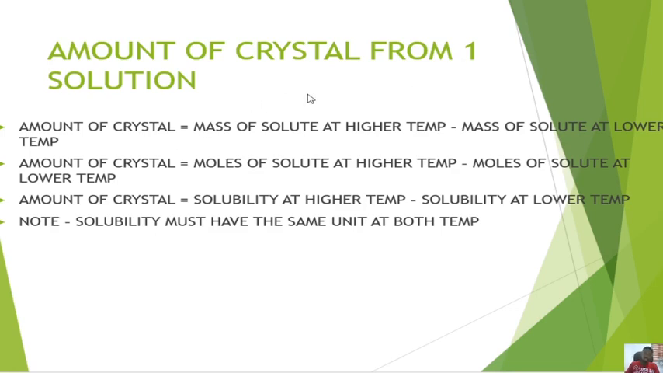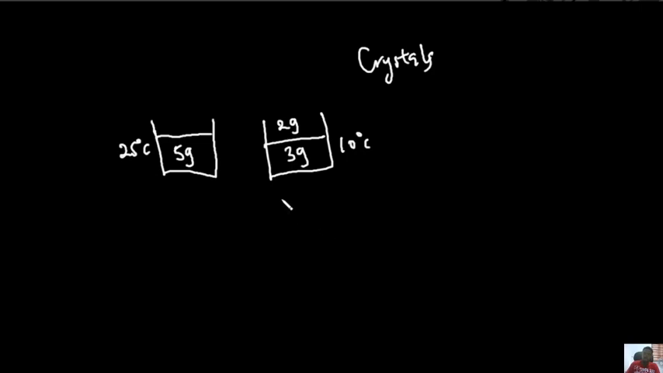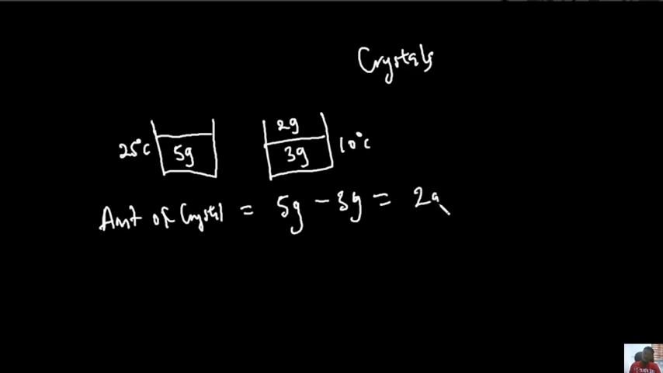Getting to understand them, what are the formulas? For the amount of crystal from one solution, the amount of crystal is equal to the mass of solute at higher temperature minus the mass of solute at lower temperature. Just as we can see on our screen, where we had 5 grams at a higher temperature of 25 degrees, how did we get this 2 grams here? By simply subtracting the amount inside the solution at a lower temperature. So once you are asked to find the amount of crystal for just one solution, amount of crystal is equal to mass at higher temperature, which is 5 grams, minus mass at lower temperature, which is 3 grams. Remember, it is the mass inside the solution. And when you do that subtraction, you are going to have 2 grams as the amount that crystallized.